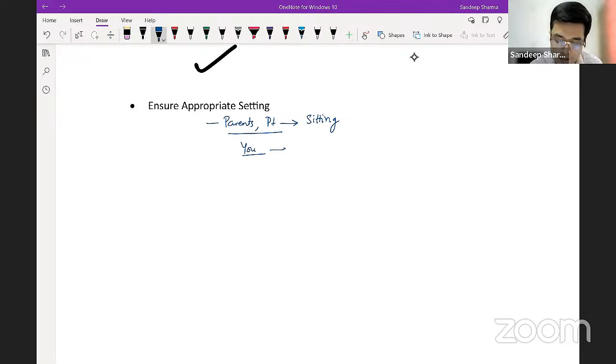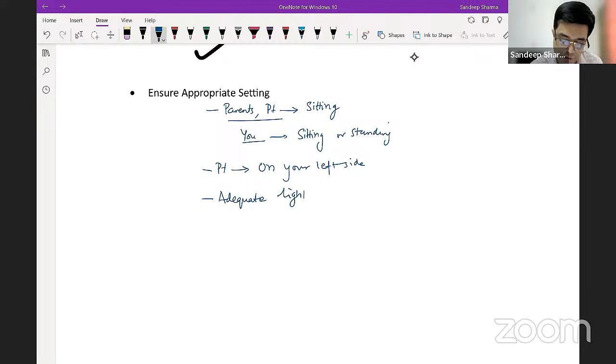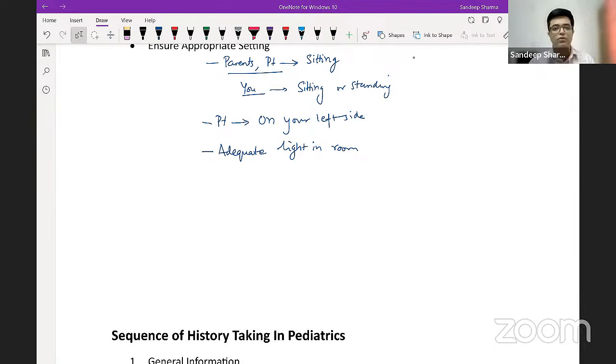You, the doctor, should be either sitting or standing. And the question next arises is, where should you be sitting? The patient should always be on your left side. So if I am standing, I should be standing on the patient's right side, and on my left side the patient should be there. So the patient should be on your left side. Thirdly, there should be adequate light in the room. It should not be a dim lit room. There should be adequate light, so you can watch the child also while you're taking the history.